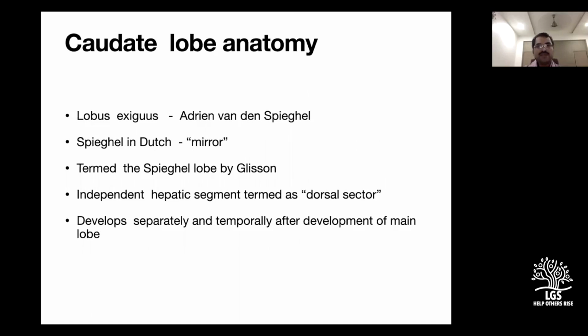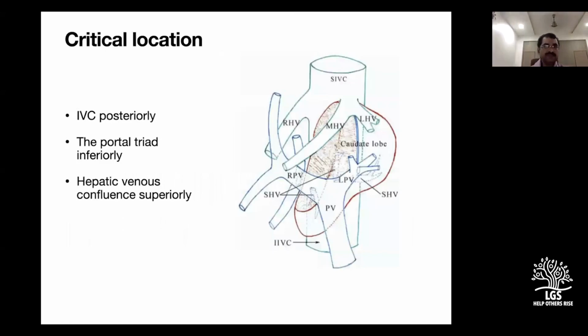Caudate lobe was described first by Adrian van den Spiegel. Actually this Spiegel in the word means mirror. The caudate lobe actually represents the mirror of the other liver lobes, because it developed later than the other liver lobes. But it was Couinaud who coined the term the dorsal sector, and Glisson coined the term Spiegel lobe. So this is the location of caudate lobe, which is a very critical location.